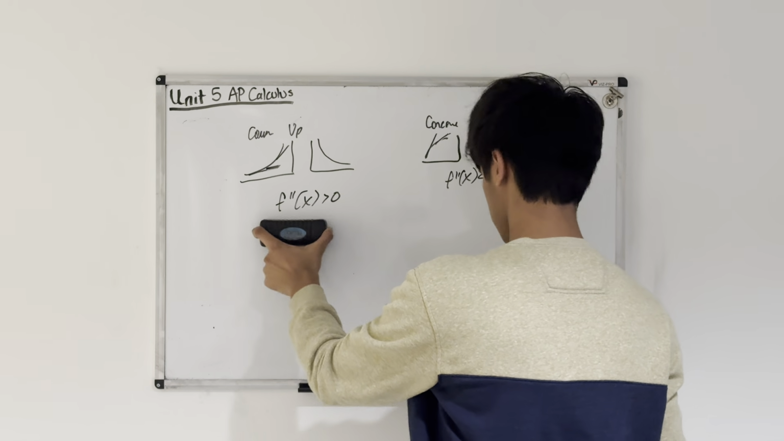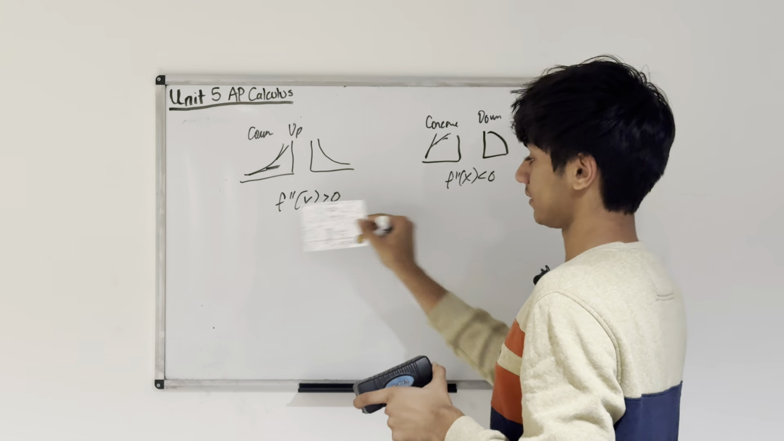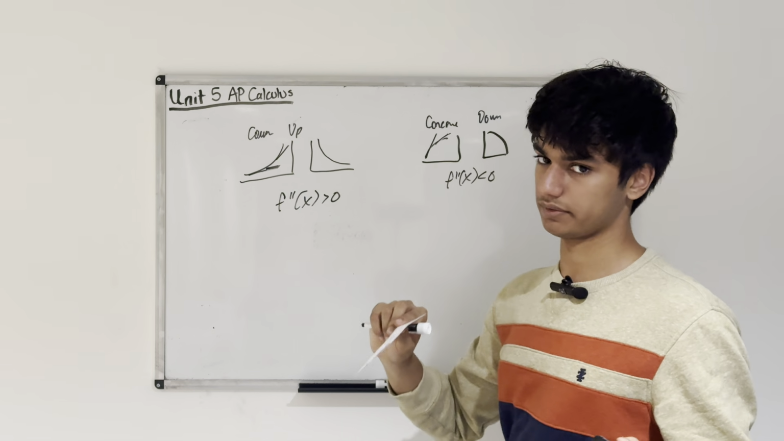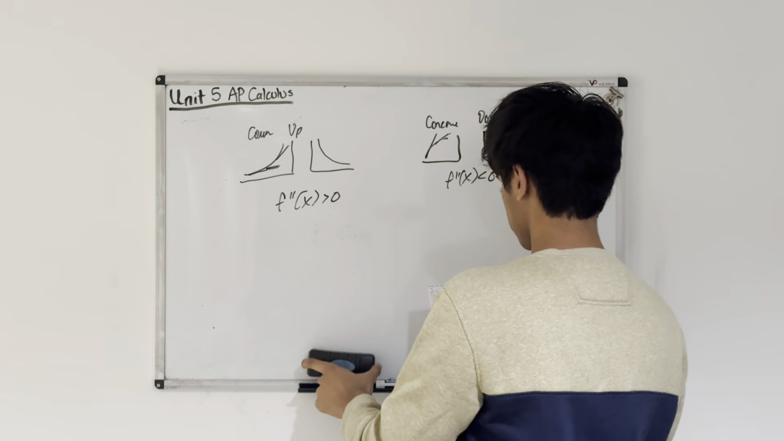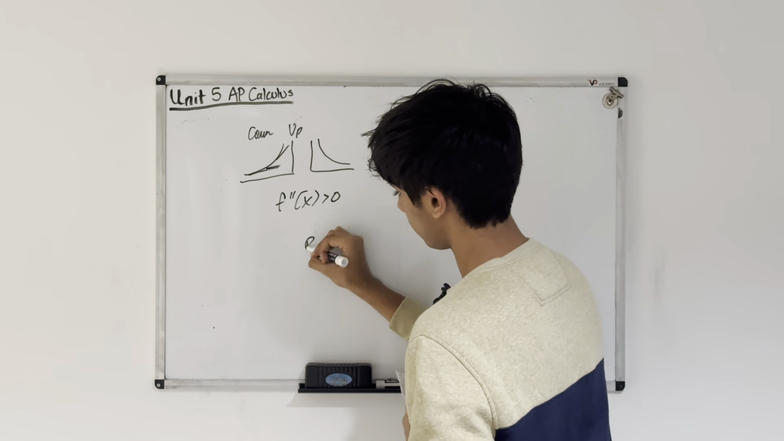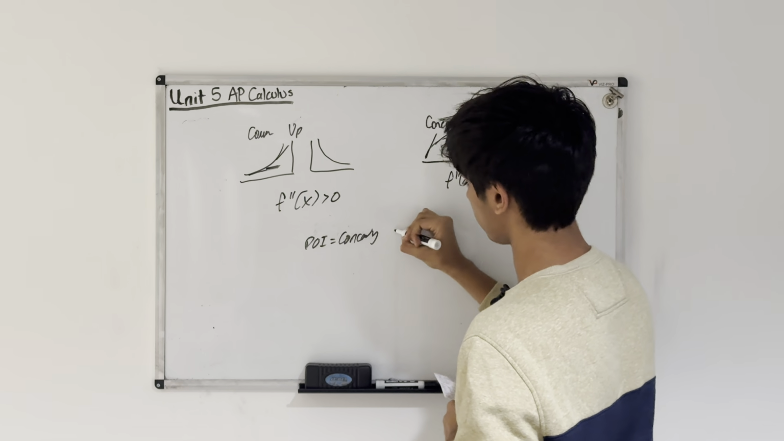Okay? Next, we have a concavity test, which is basically just saying that since f double prime is greater than 0, it's concave up, or since it's less than 0, it's concave down. Next, we have points of inflection. A point of inflection is where the concavity changes. So it goes from concave up to concave down.